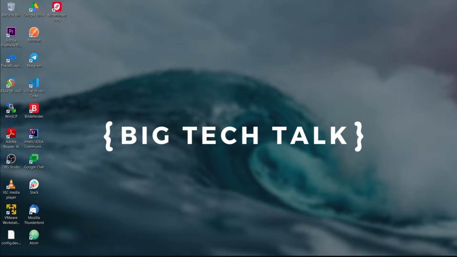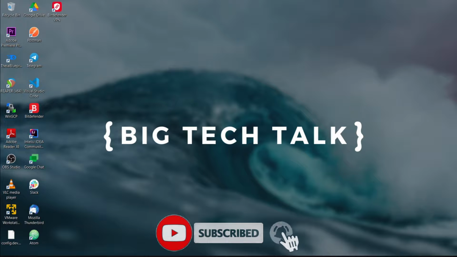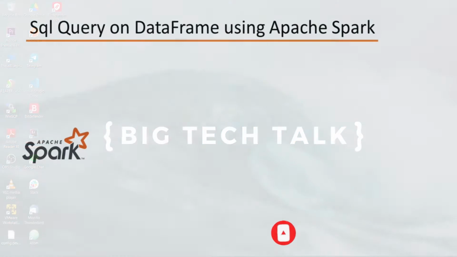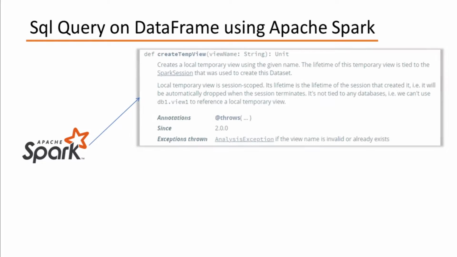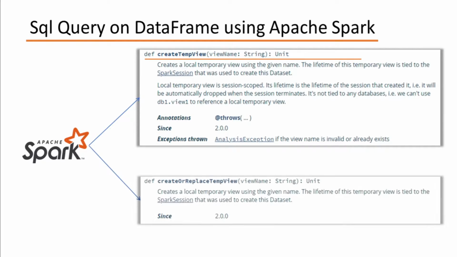In today's video, we will learn how to run a SQL query on a data frame using Apache Spark and Scala. So let's start the video. You can only run SQL query if you have a table or a view in Spark session. So to create a temporary view in Spark, we have two functions, that is createTempView and createOrReplaceTempView.